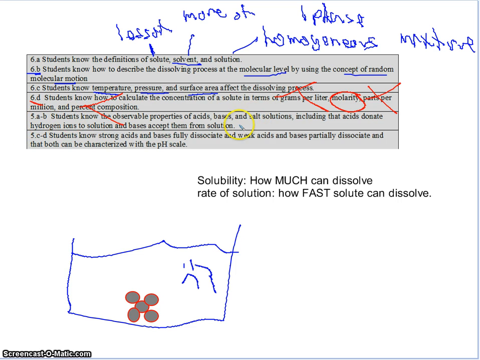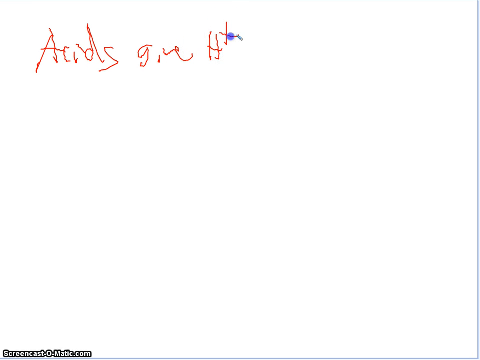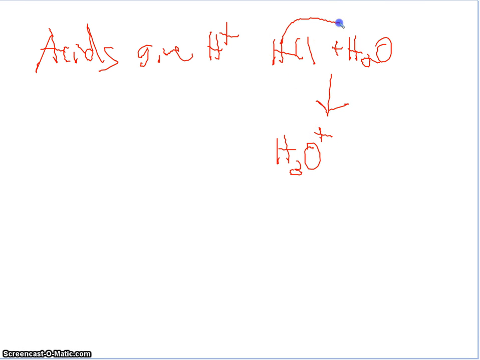Acids and bases. Alright, let's go over definitions. Acids give H+. So for example, HCl, when you put it in water, boom, it produces a hydronium ion because the H+ goes to the H2O, and then it has this Cl- left over. So acids give H+.